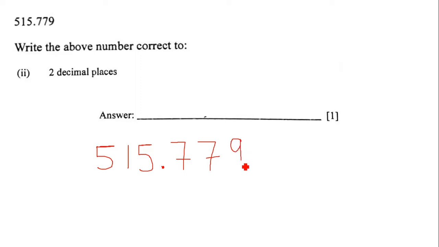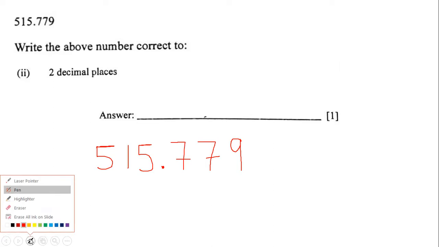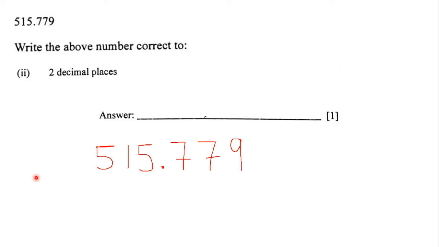Now, currently, how many decimal places is this written in? Three. We have 1, 2, 3 decimal places. Someone said 1, so I was saying it's the 3 numbers behind the decimal point: 1, 2, and 3. So we want to cut it down to 2.